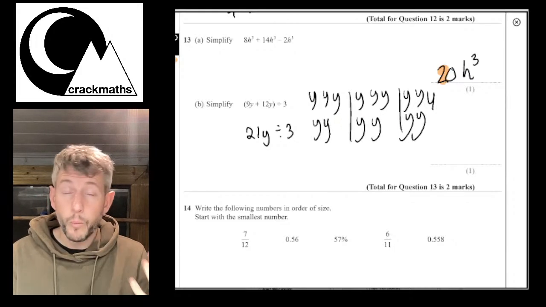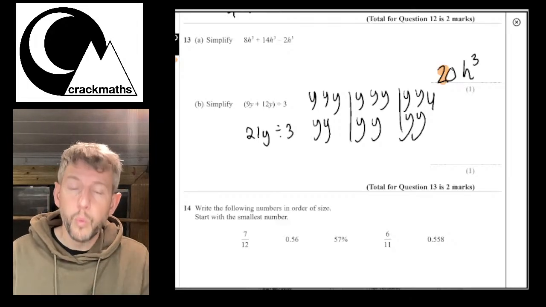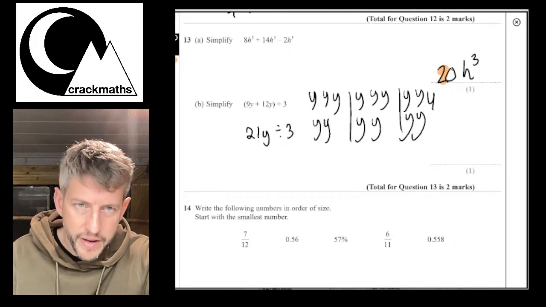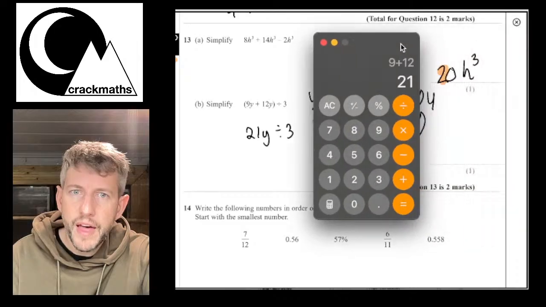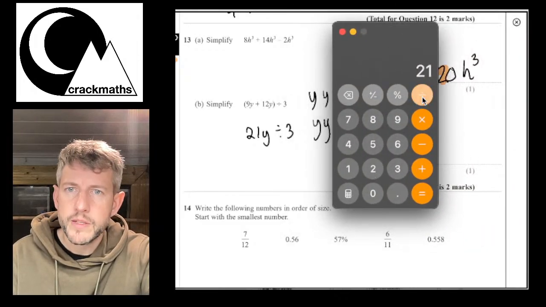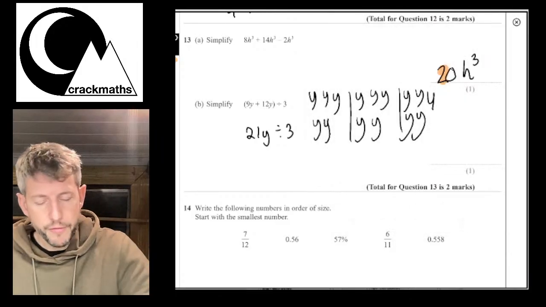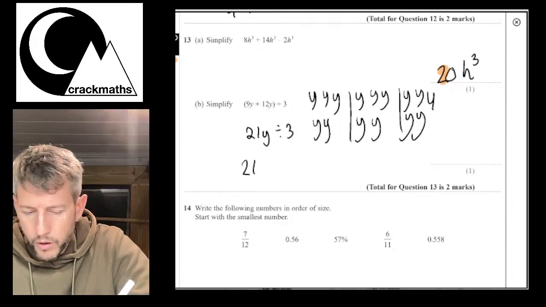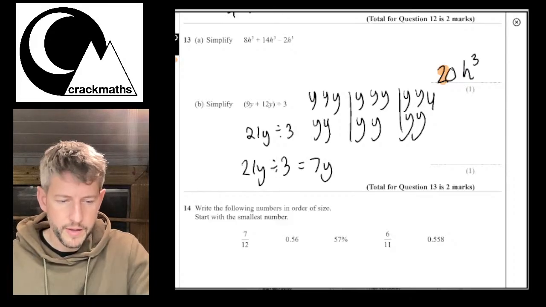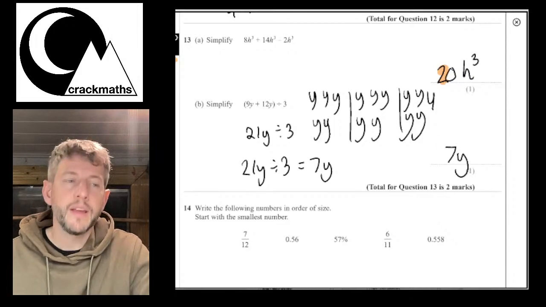So basically what we can see is that although we're doing 21y divided by 3, it's actually just the same as 21 divided by 3 with a y there. So I'm actually just going to do 21 divided by 3. Okay, and 21 divided by 3 is 7. So 21y divided by 3 will equal 7y, because if we divided all those y's into all those groups, we'd have 7y in each group.